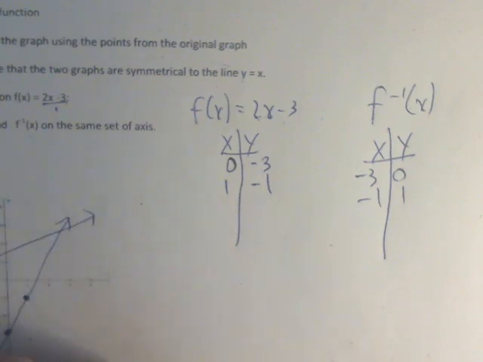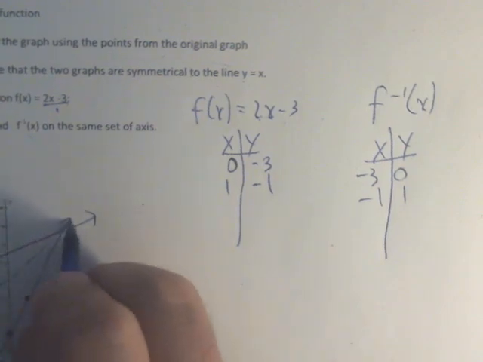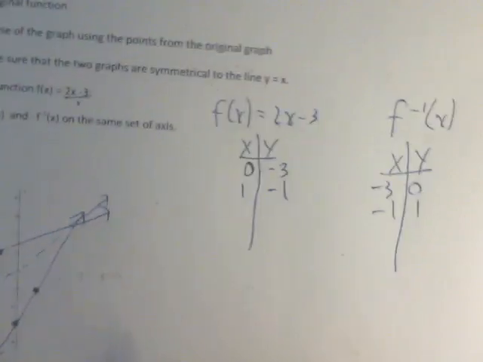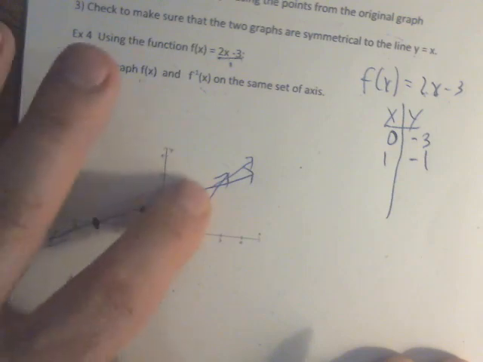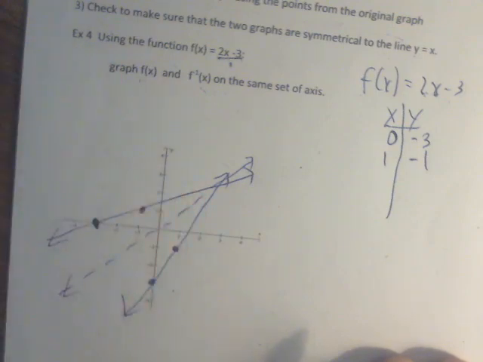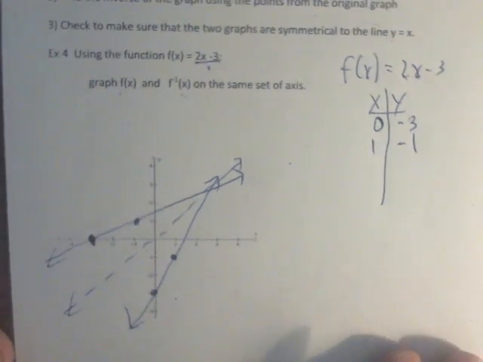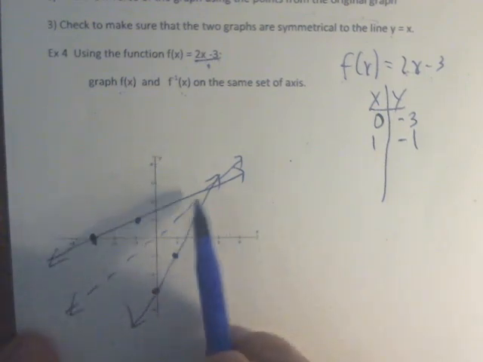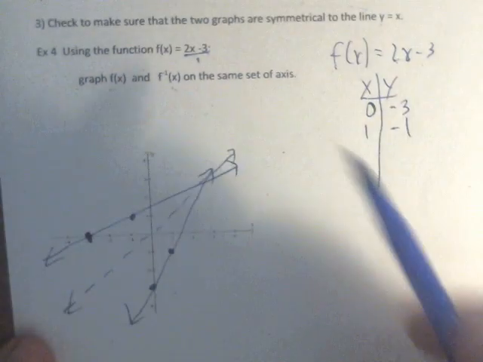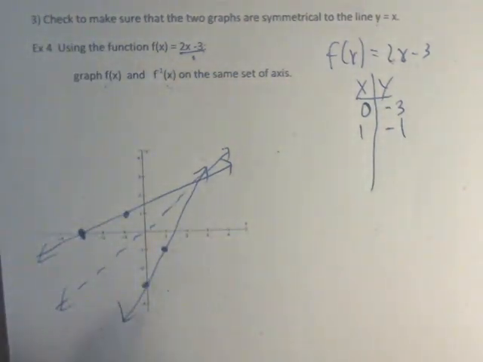The line y equals x goes through the origin, and the lines we've drawn should be symmetrical about the line y equals x. That's how you can check to see if you've graphed them correctly, and you can kind of see these are equidistant. They cross. My line's not perfect, but I can kind of tell from here that I'm pretty good.